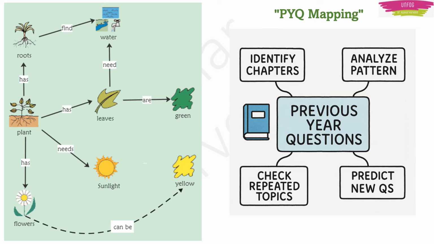Okay. So if you are new, then you will not be able to first of all identify the chapter. You will not be able to check the repeated topics. You will not be able to predict the new questions. You get my point, right? So you need to have at least a little bit of knowledge about that particular subject. If you have at least read it roughly, then only you will be able to follow the tip which we are telling you.